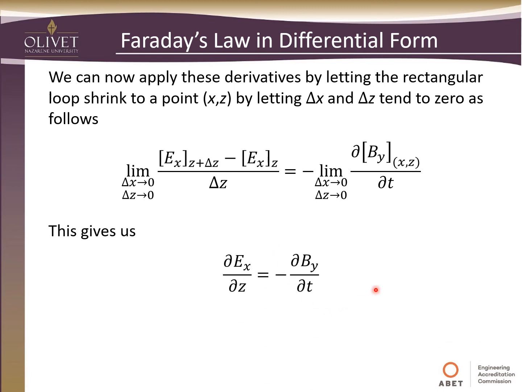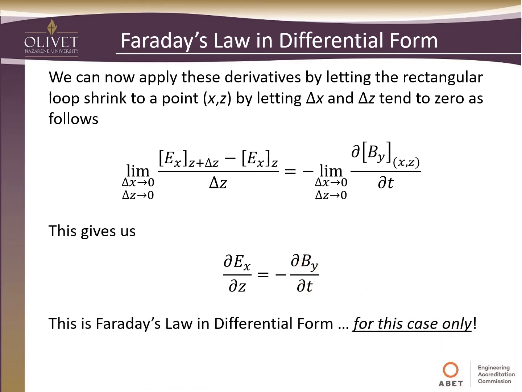So if we do that, then we can rewrite this in a much cleaner form. This is the partial derivative of the E_x component of the E field, which is all we have in this case, with respect to z, and that's going to be equal to our B field, which only has a Y component, with respect to t. So this is Faraday's law in differential form, at least for this incredibly specific case. This is a very special case. Remember, we said only an E_x component, and we only have a magnetic field in the Y component.